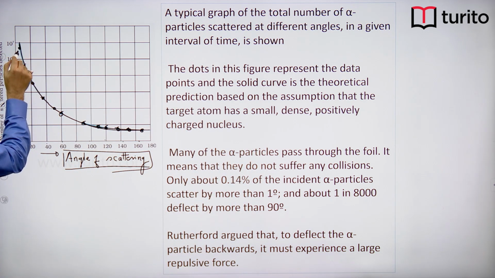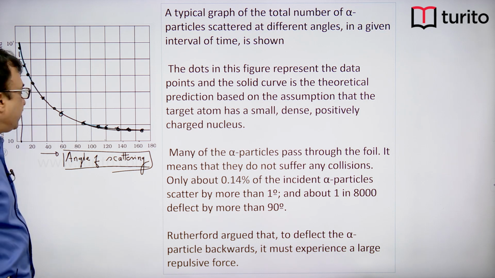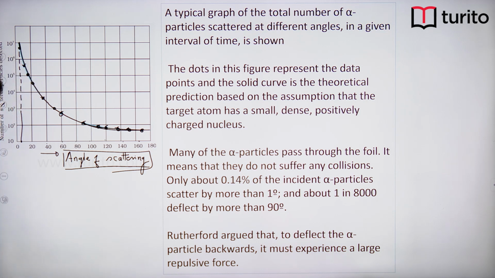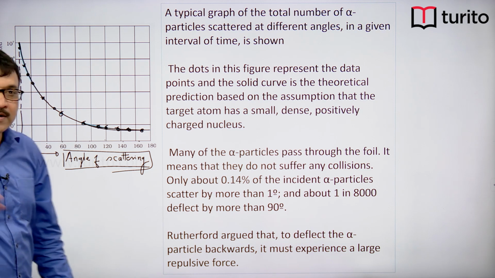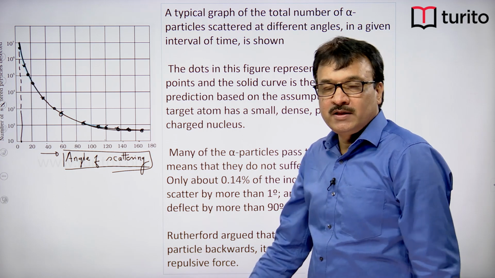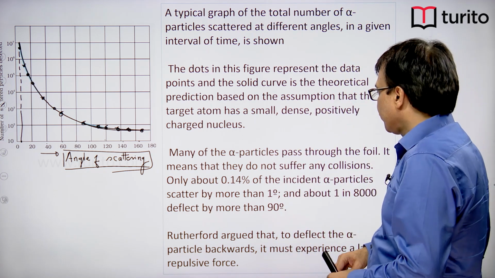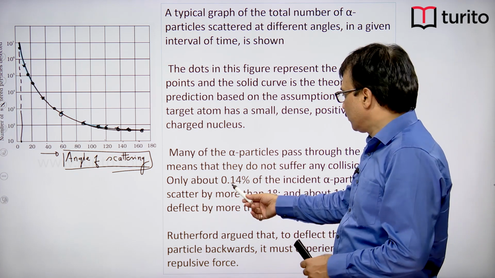If you suppose, this will be corresponding to 1 degree or 2 degree. So, a huge number is scattered at 1 degree, and almost several particles are not scattered at all. There are a great number of particles, a big number of particles, which are not scattered at all. And this is the data also.